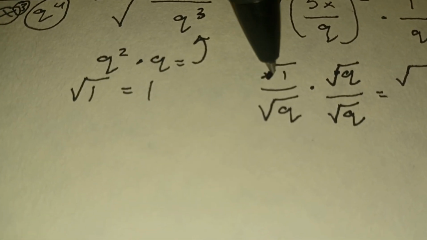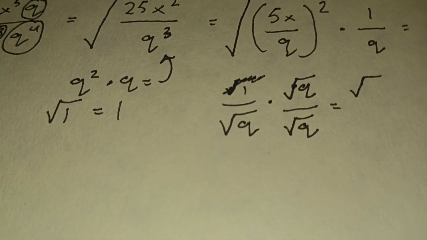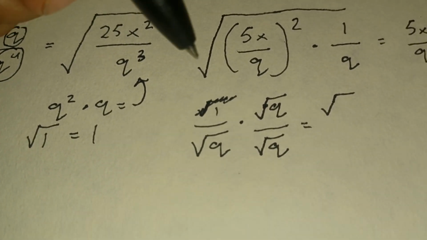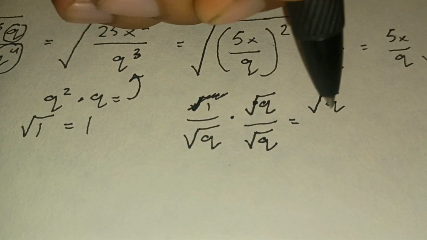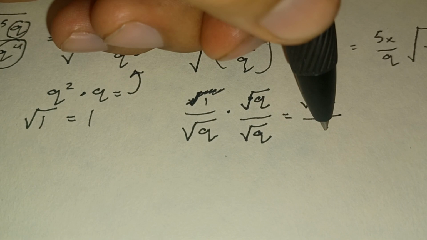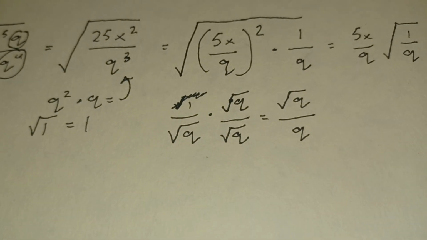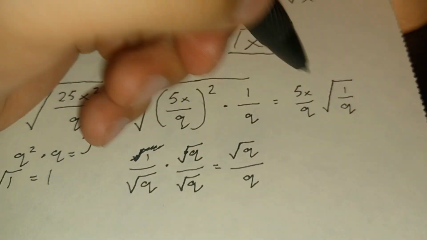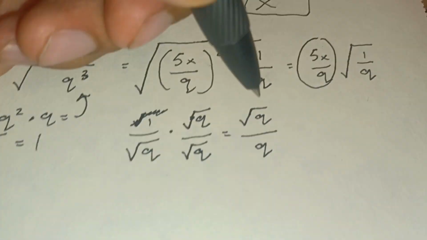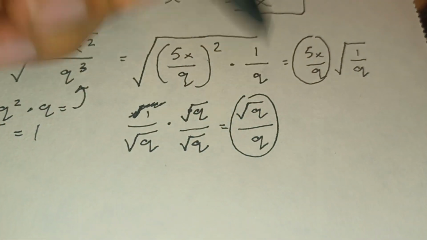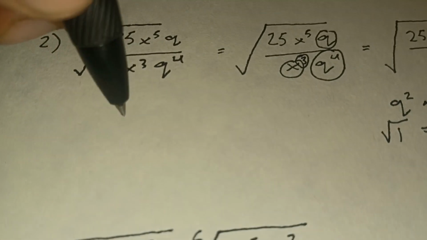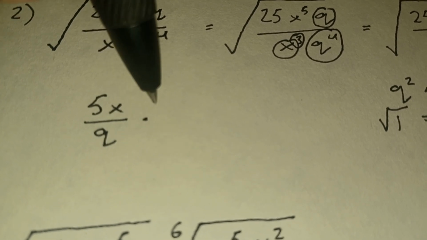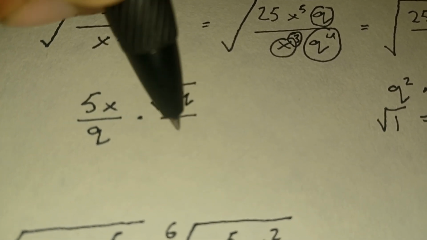So just ignore this. It's just 1 over the square root of q times the square root of q over the square root of q. 1 times the square root of q gives us the square root of q. And the square root of q times the square root of q is just q. So now we're left with the square root of q over q. Now we can multiply this piece along with this piece to complete it. So we have 5x over q times the square root of q over q.